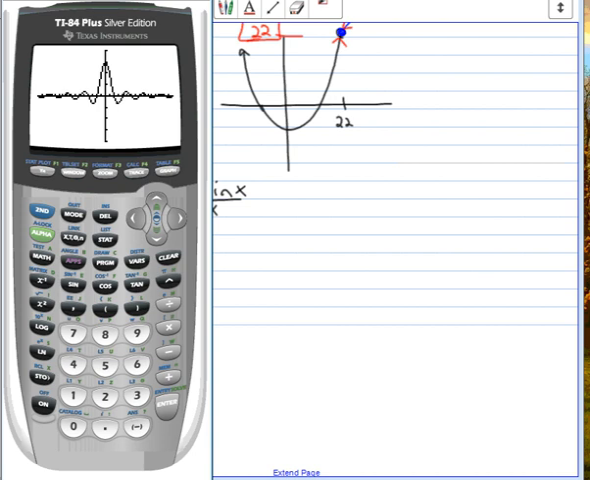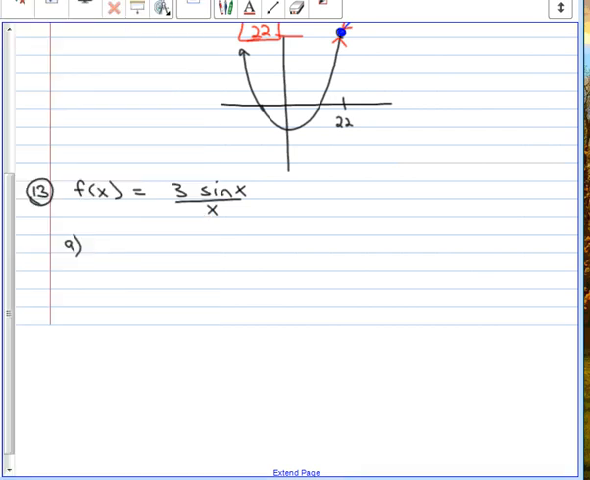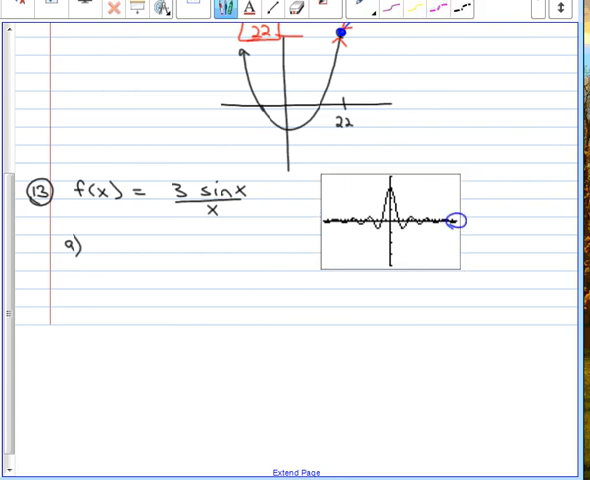What is this thing approaching as our x's go to infinity? 0. It's approaching 0 as we head to infinity. And what's part B? Is it heads to negative infinity? It's 0 as well. As x is heading to negative infinity, it's heading to 0. So we just look at the graph and we can tell the limit where it is heading.